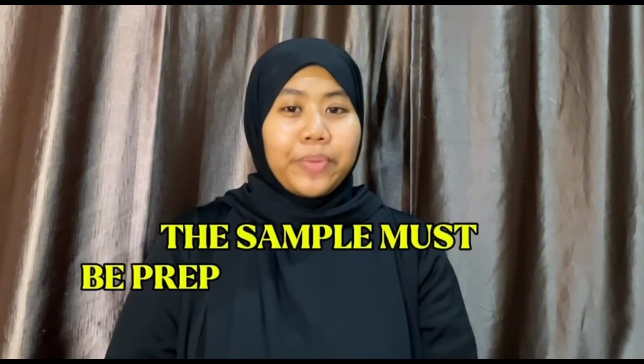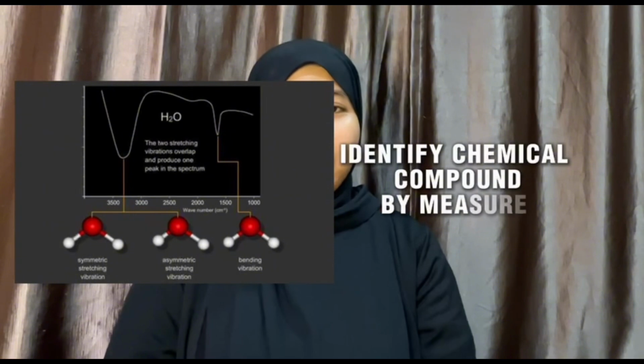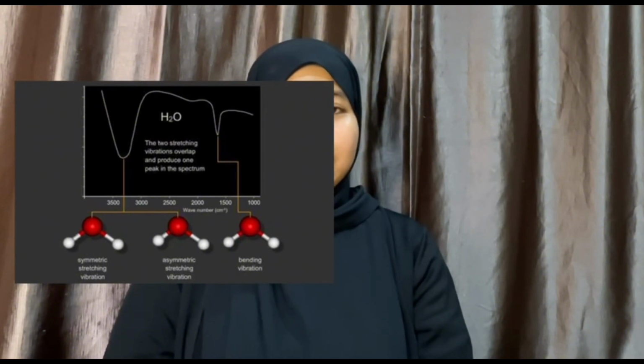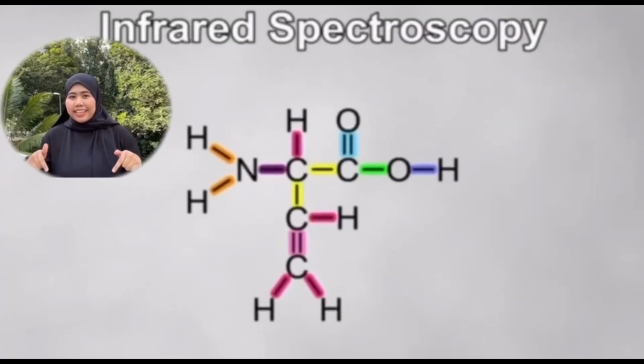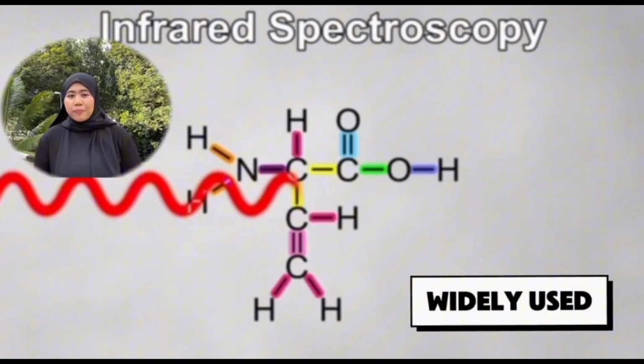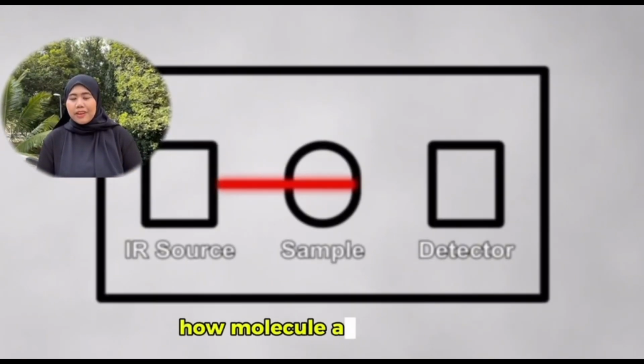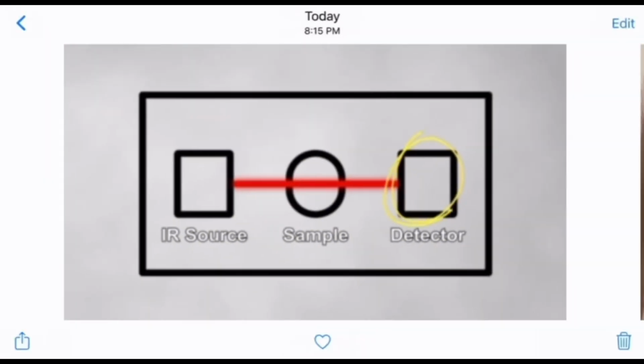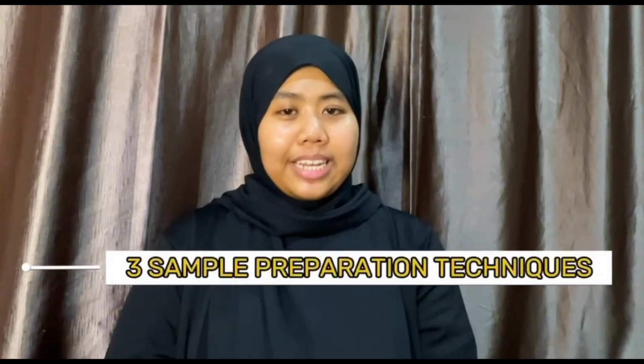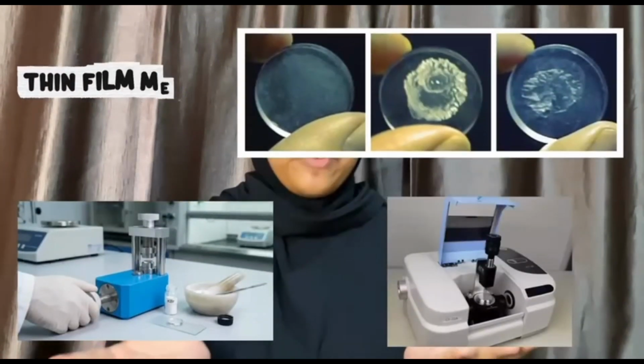However, before obtaining accurate results, the sample must be prepared correctly. Infrared spectroscopy is an analytical technique used to identify chemical compounds by measuring how molecules absorb infrared radiation. In this video, we will discuss 3 common sample preparation techniques. First, the KBr pellet method, ATR, and the thin film method. Stay tuned for the next session.